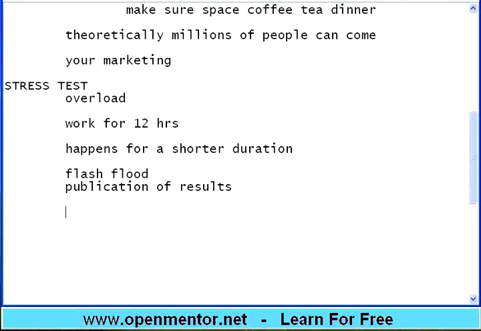So expect Y percentage over normal load. That Y may be 50% more or 100% more or 200% more. That is called stress test.